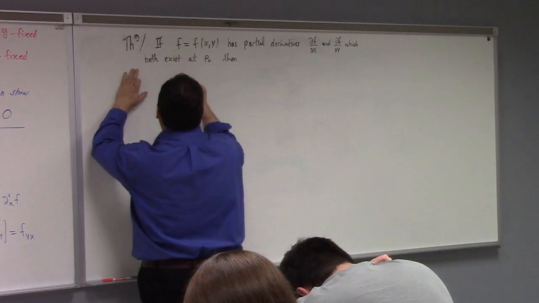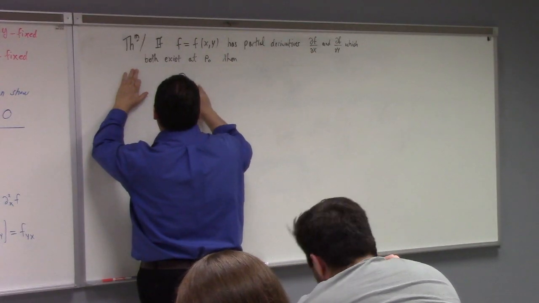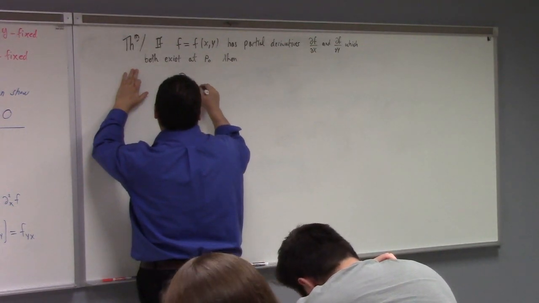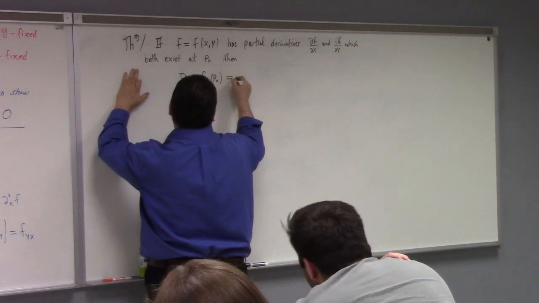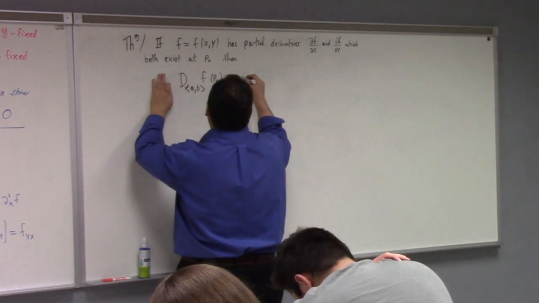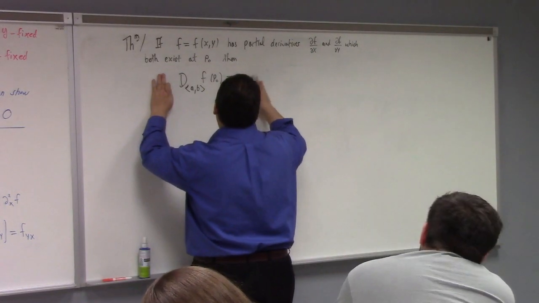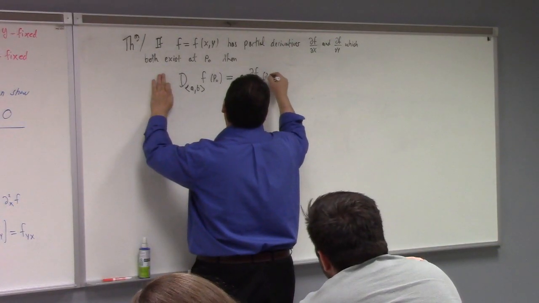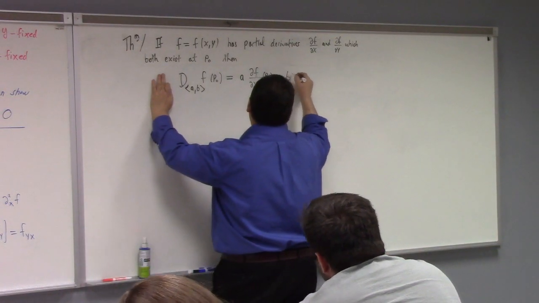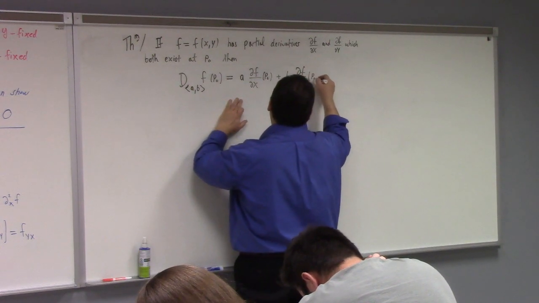the directional derivative in the u hat direction, well, let's say the (a, b) direction, of f at p naught is equal to a times partial f, partial x at the point p naught, plus b times partial f, partial y at the point p naught.